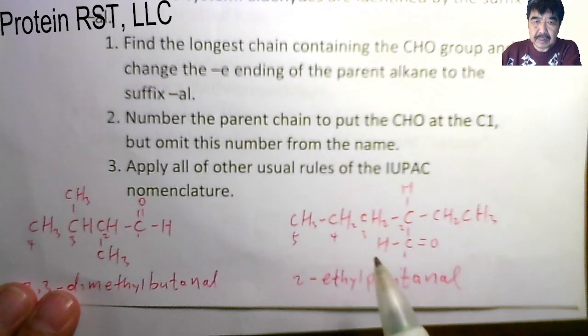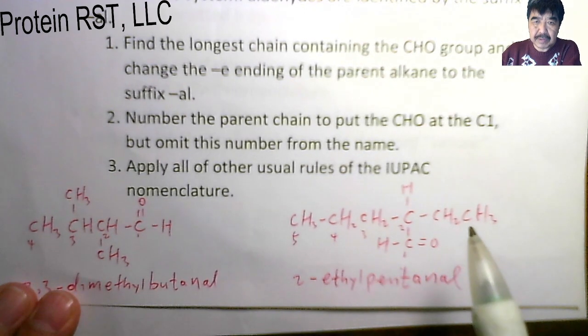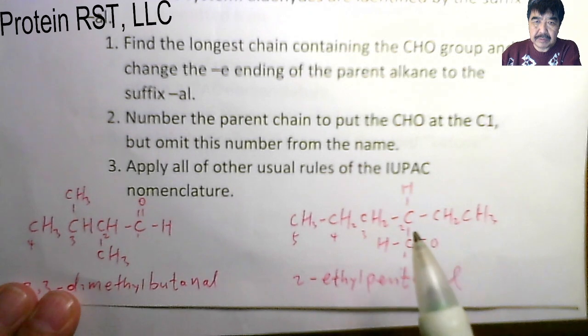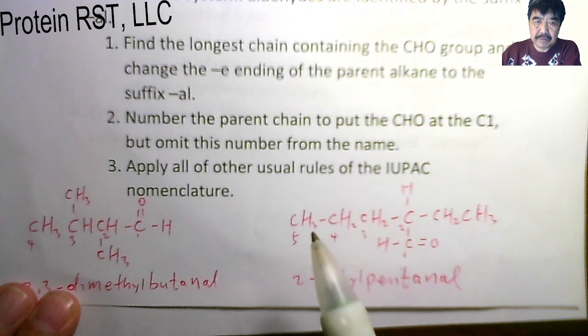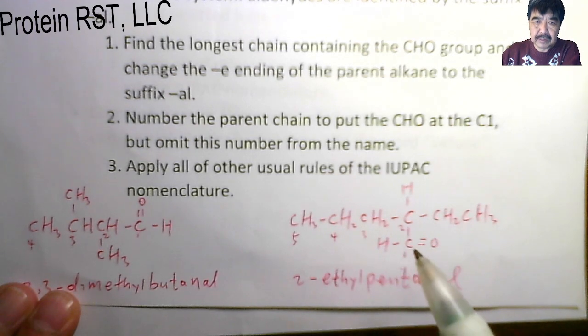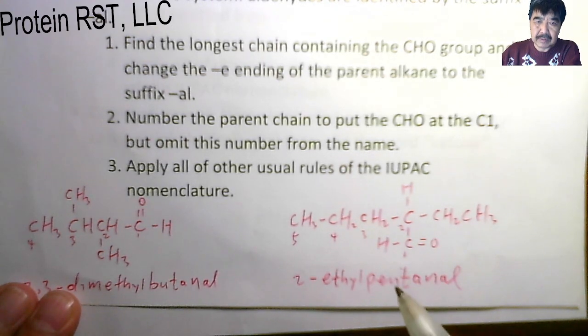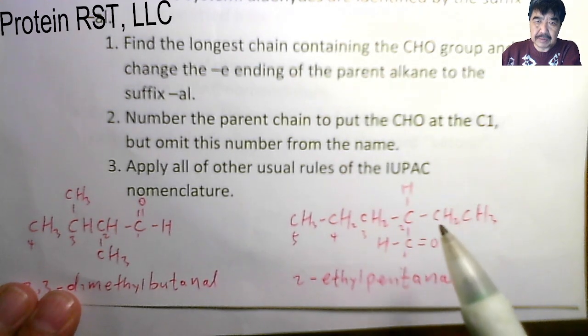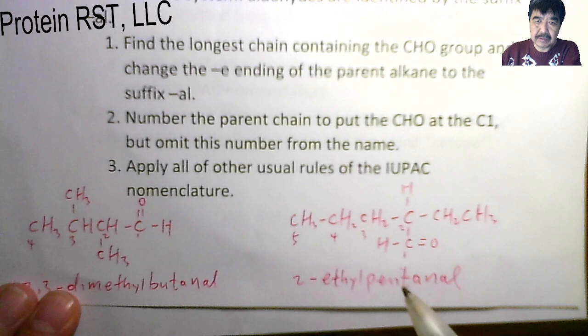This one, the parent chain has 1, 2, start from here, 1, 2, 3, 4, 5 carbons. This carbonyl group carbon is C1, so it's called a pentanal. At the 2 position there is an acyl group, so it's a 2-acyl pentanal.